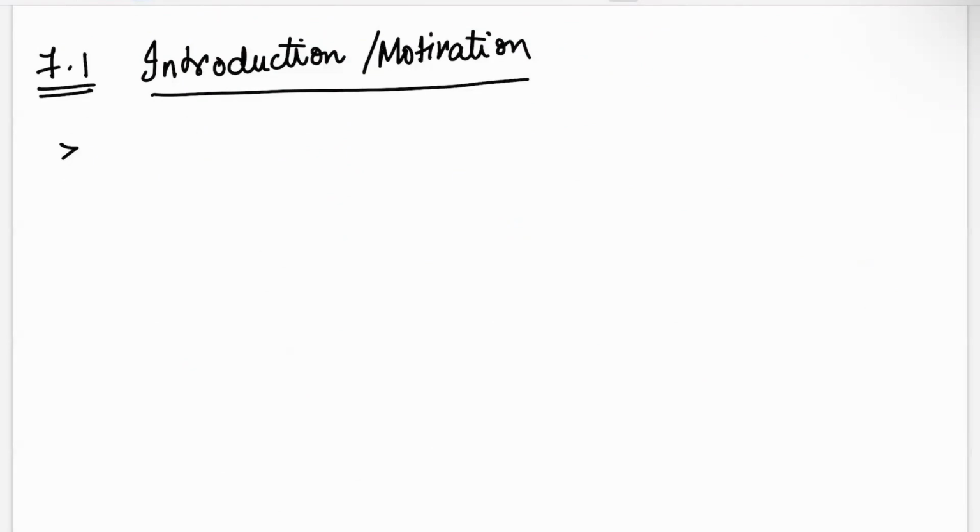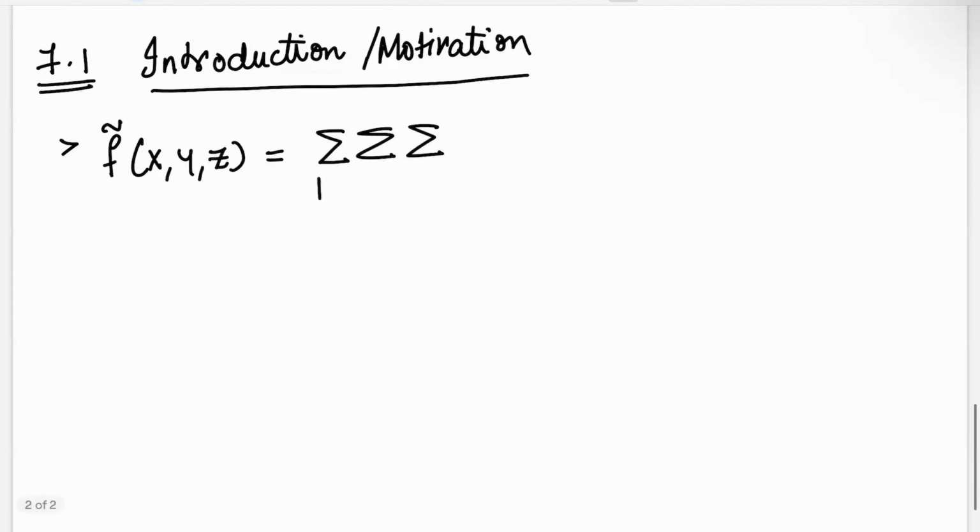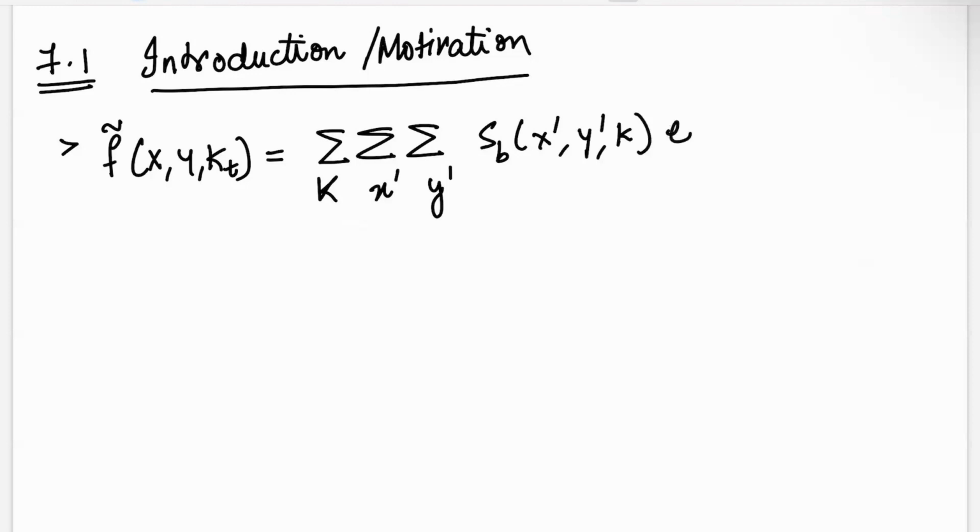Just to recall, the back projection equation is: the reconstructed image F tilde is a triple summation over X prime, Y prime and K. Sorry, this should be over just K. This is the measured data, X prime, Y prime, K, and we have here e to the 2jk, which is the phase compensation part, square root of X minus X prime squared plus Y minus Y prime squared plus Z squared. If you don't know what this is, then I suggest going back and looking at the SAR reconstruction video where we derived this.